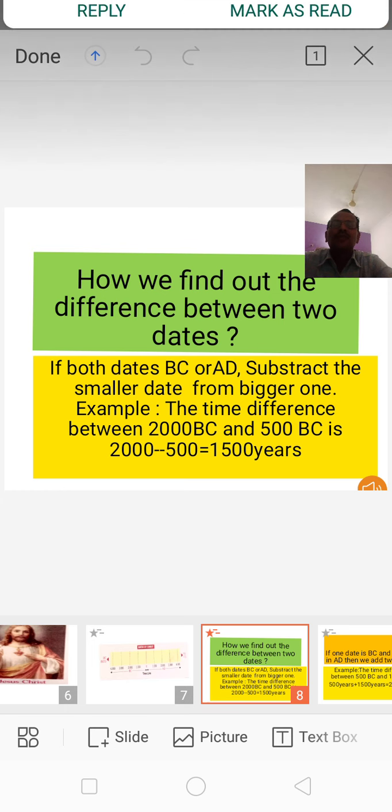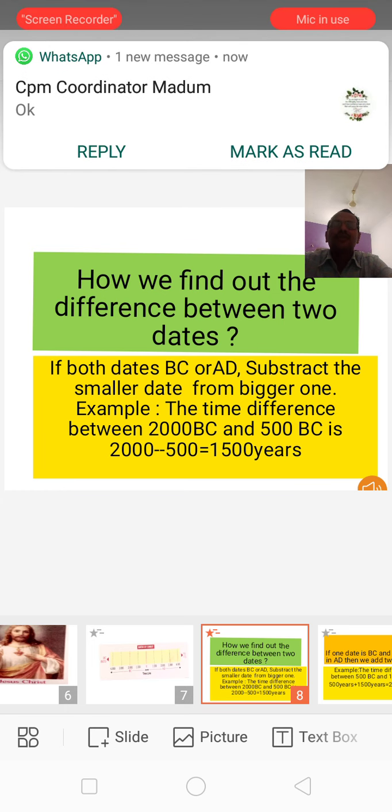This is the continuation of the history lesson for class 6th, "What, Where, How and When." Now we are going to the next topic: how we find out the difference between two dates.